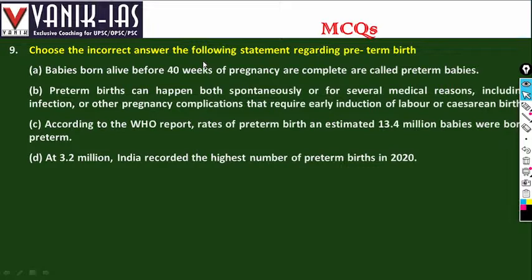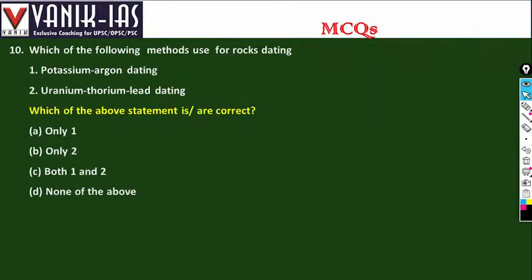According to the WHO report, it is estimated that 13.4 million babies were born premature. India recorded the highest number of preterm births in 2020. So all the 4 are correct. So 1, 2, 3, 4, all these 4 are correct.